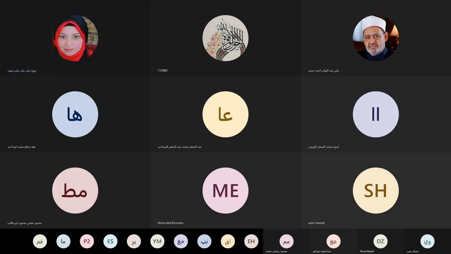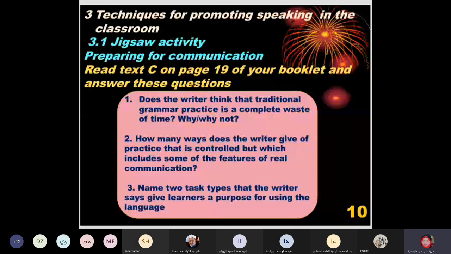Here are the questions. If you can see the slide clearly this time, I'll read them for you. Number one: does the writer think that traditional grammar practice is a complete waste of time? Why or why not? Number two: how many ways does the writer give of practice that is controlled, but which includes some of the features of real communication? Number three: name two task types that the writer says give learners a purpose for using the language. Go on to read text C, which you will find on page 19. If you don't have the book, you have the link to the document where the text is. Just read it. You have 3 minutes only, and you can answer these questions. Then come back to me, and we will have a choral discussion together.